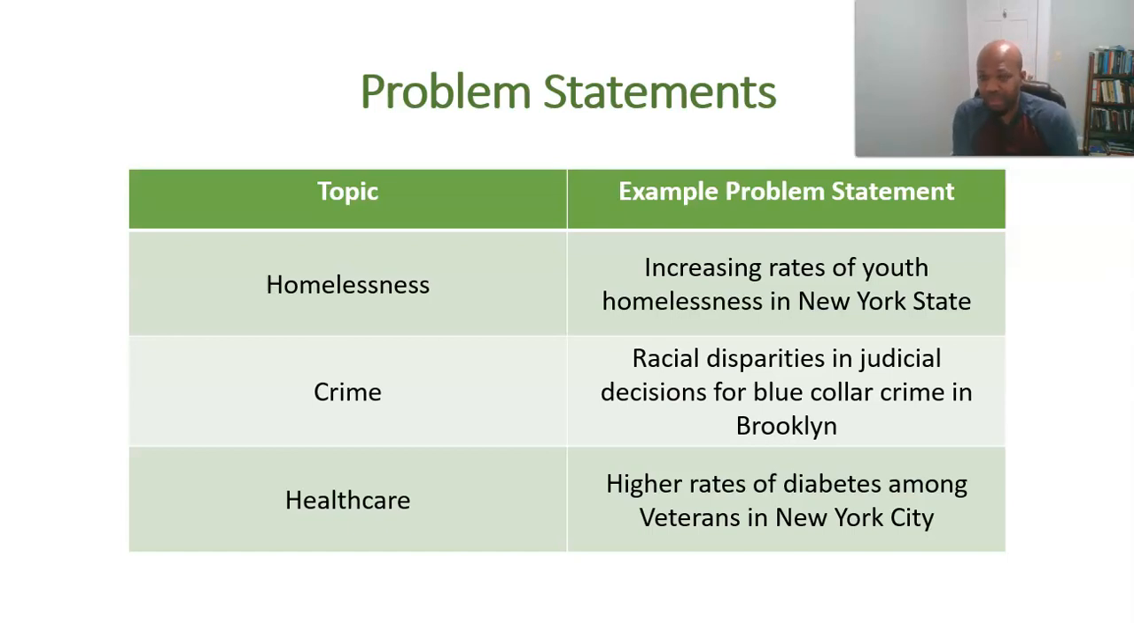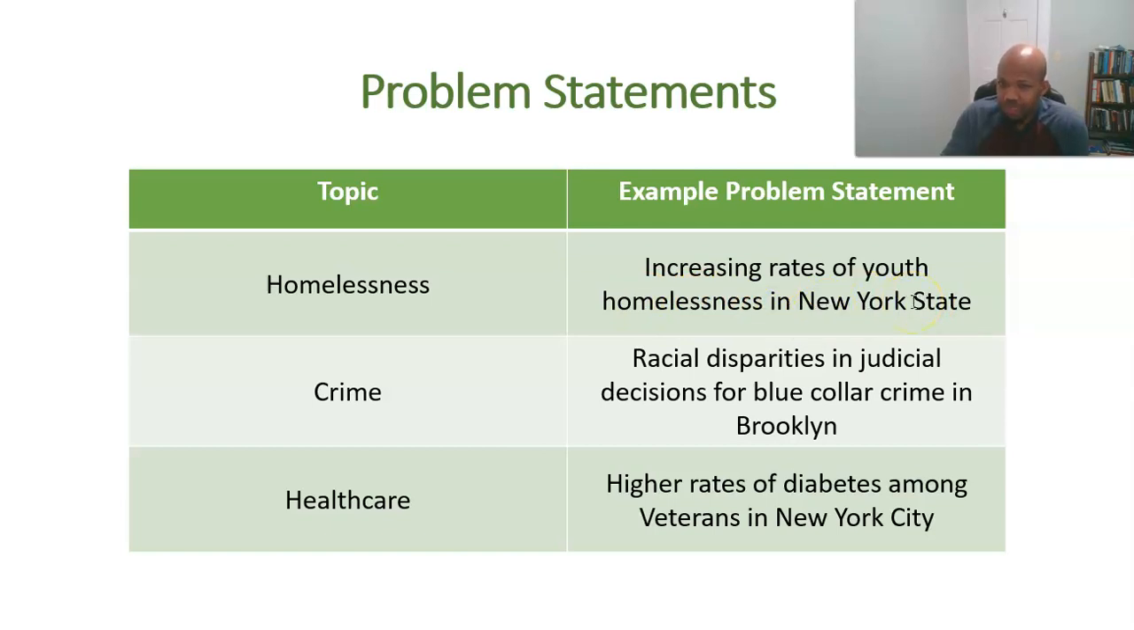So here are some examples. I chose the top three that people tend to write about: homelessness, crime, and healthcare. Let's first deal with a homeless example. Increasing rates of youth homelessness in New York State. You'll notice here the population is obviously youth who are homeless, and the jurisdiction is New York State.